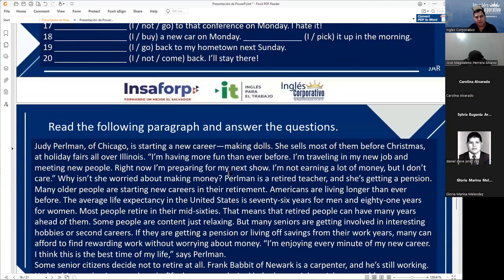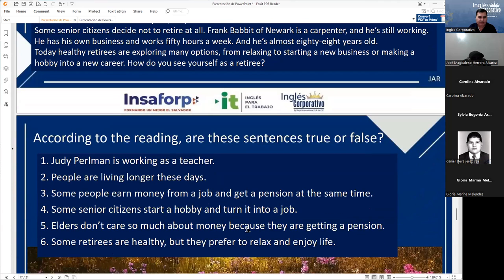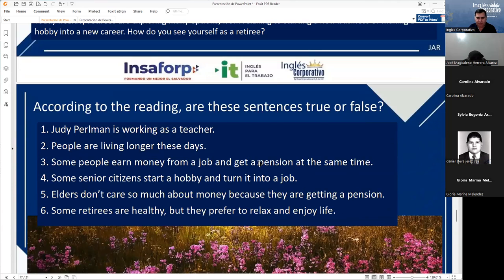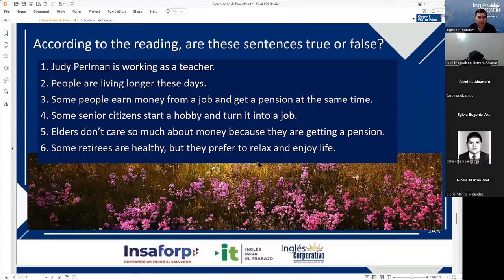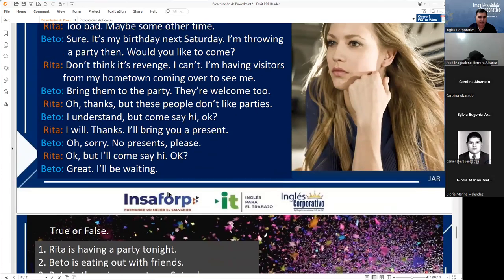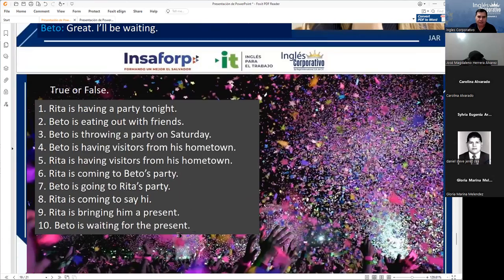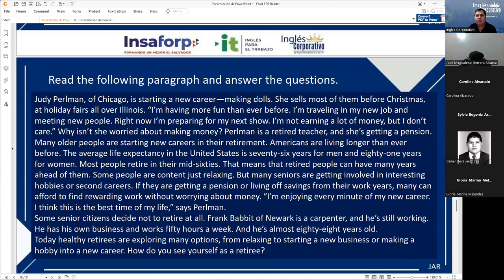Now, read the following paragraphs and answer the questions. So you're going to read this and answer this. Okay? Let's see. Later, we're going to practice this conversation. And you have to decide if this is true or false. Let me see. But first, I'm going to read it for you. If you have questions, you tell me.